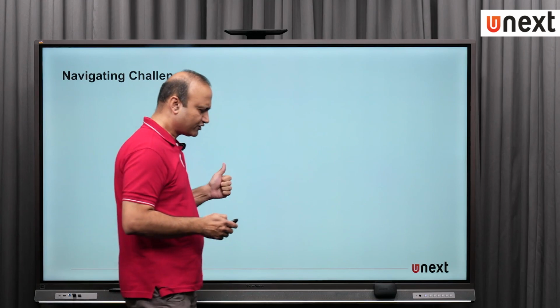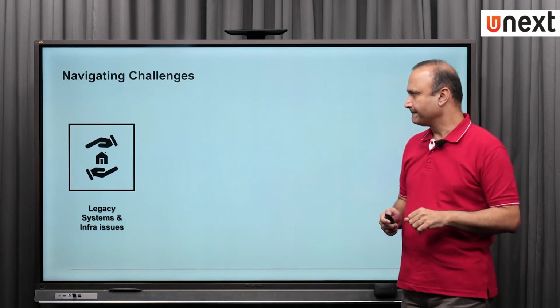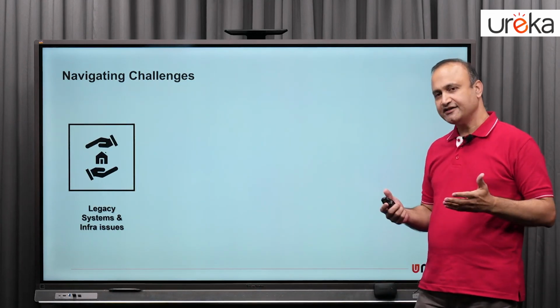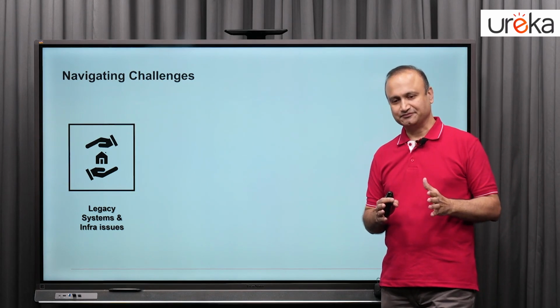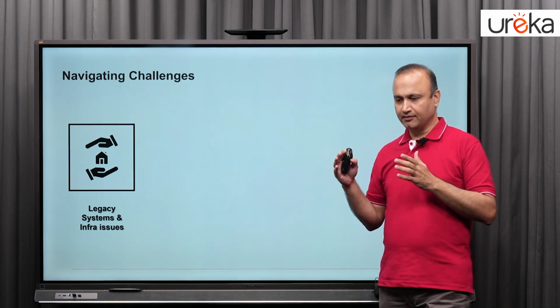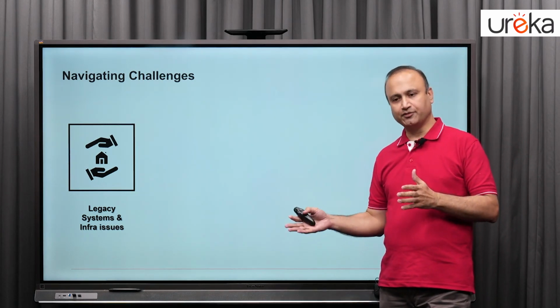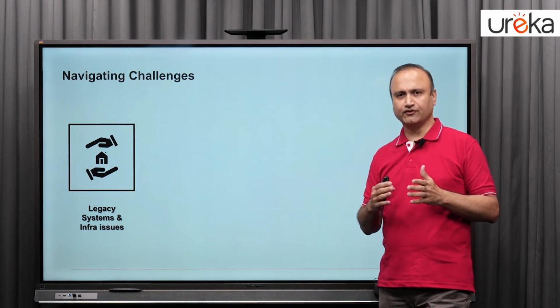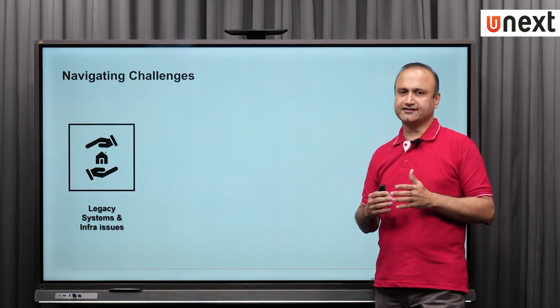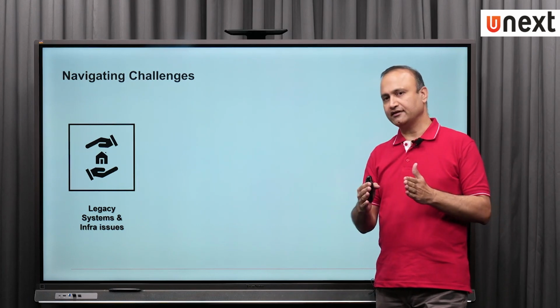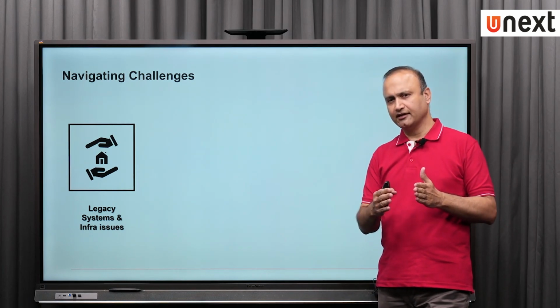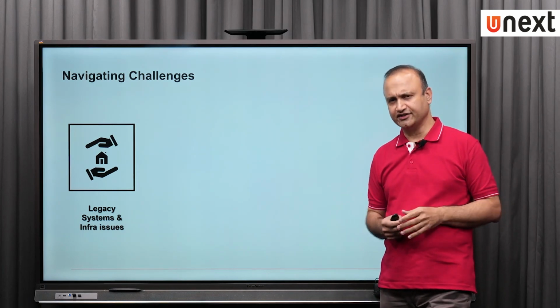Now, having talked about this, let's look at some challenges which organizations need to navigate, right? We have seen the modern product engineering approach, with its simplicity, its ability to iterate, and its ability to close the gap between the end user and the designer, bring in a lot of advantages.